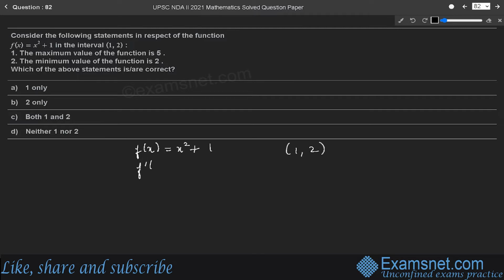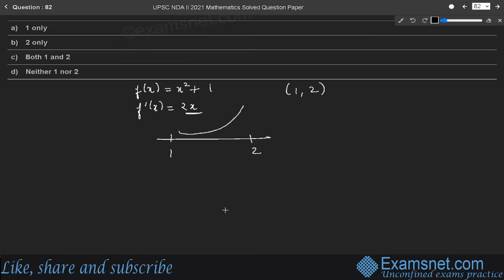So f dash x will be equal to 2x. Interval is 1 and 2. It means that here there will be 1 and here there will be 2. In f dash x is equal to 2x, 2x is positive. It means that it is an increasing function. So the curve will also be increasing in this way. So from here we can say that the minimum value is at 1 and the maximum value is at 2. So in this way we get the correct minimum and maximum value.